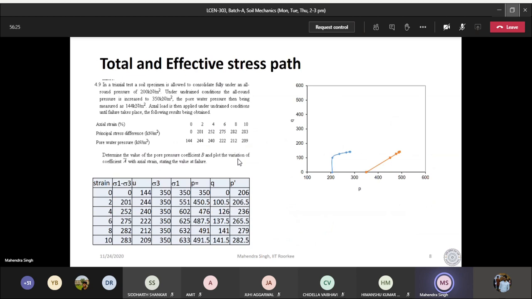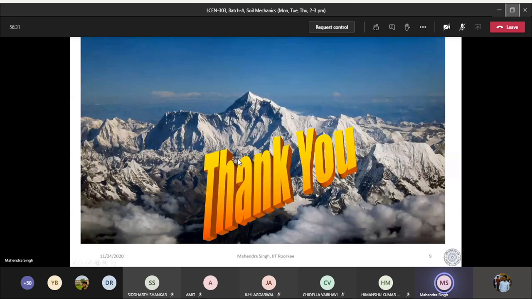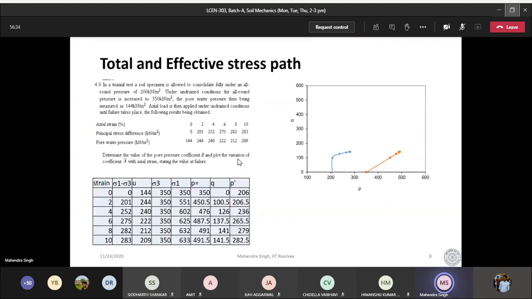I will just solve one problem, and I think I have given this problem in the tutorial sheet also, so that will be the last thing. We have done a triaxial test and it was consolidated fully. The specimen was consolidated under an all-round stress of sigma 3. So we have applied sigma 3 dash equal to 200. It is consolidated. Now what we did was that under undrained condition, all-round pressure is increased to 350. So now we close the drains and now sigma 3 is increased to 350.